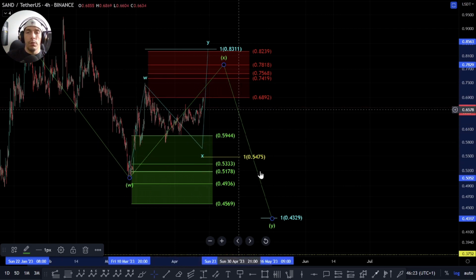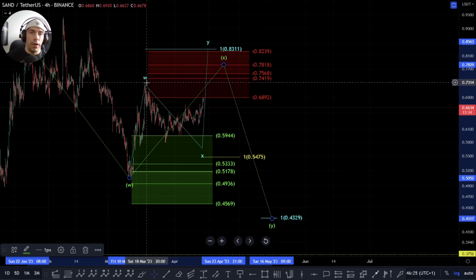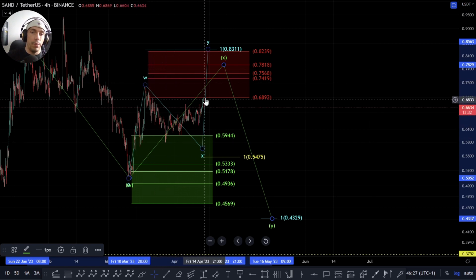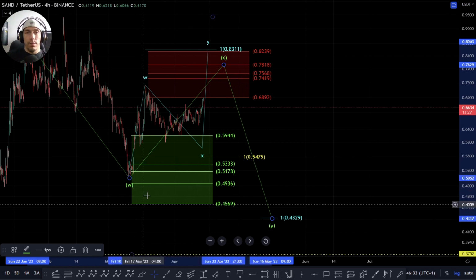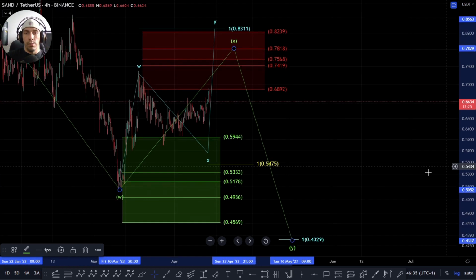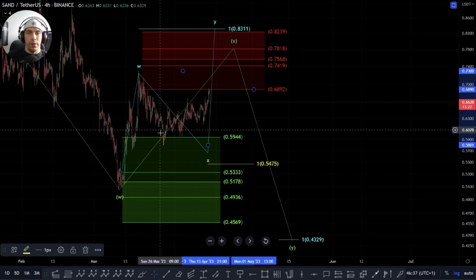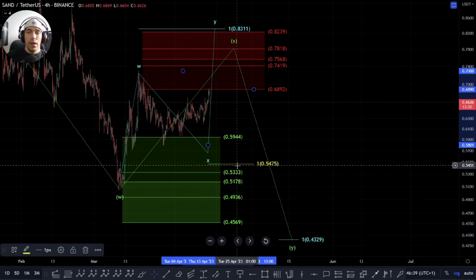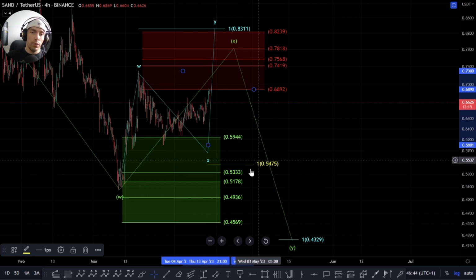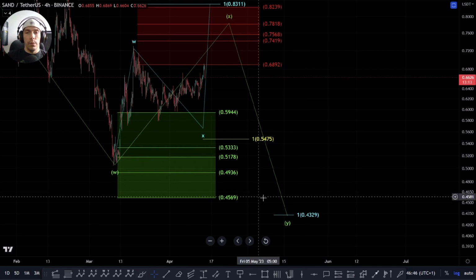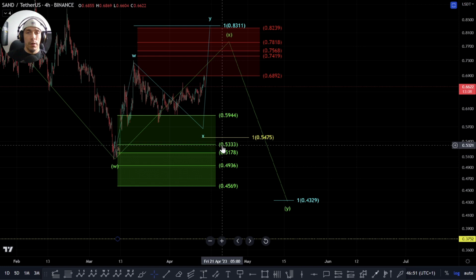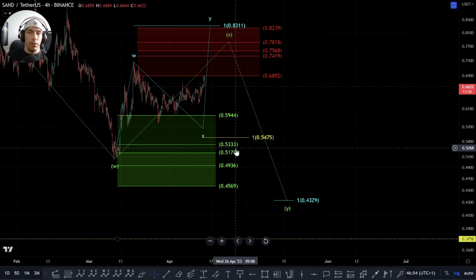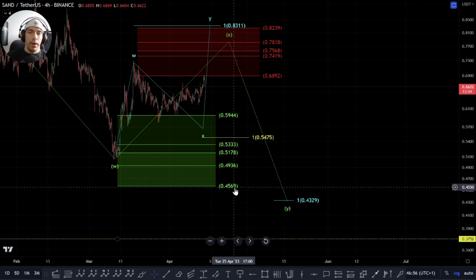Or alternatively, what we could then see is this start to break down directly from here, where this becomes A, B, and then potentially we look for that C wave down. So this is going to be key, because if we are starting to break down from this point, the current 1-to-1 of this as a B, and a C would actually bring us down to this 54.75. So failing to hold this zone, what I would then be looking for is that potential of finding support lower down in this green support box area, which could be between this sort of 53.333 to this 45.69.